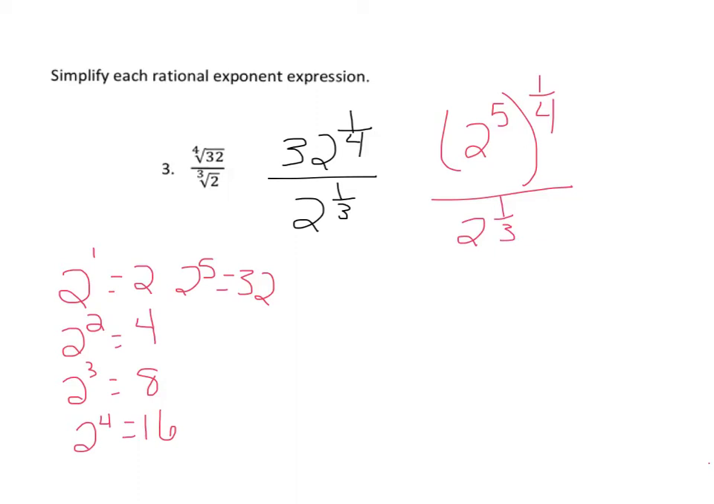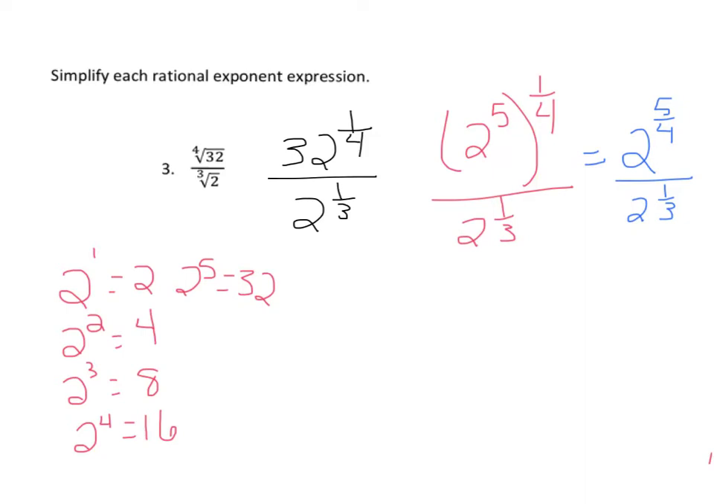So now that we have like bases, we can actually do a little bit more with this problem. So if I simplify the top, remember when you have an exponent raised to an exponent, you multiply. So on the top, I actually have 2 to the 5/4 all over 2 to the 1/3. As you can see, I have similar bases. I both have 2. So I can now simplify this and subtract my powers.